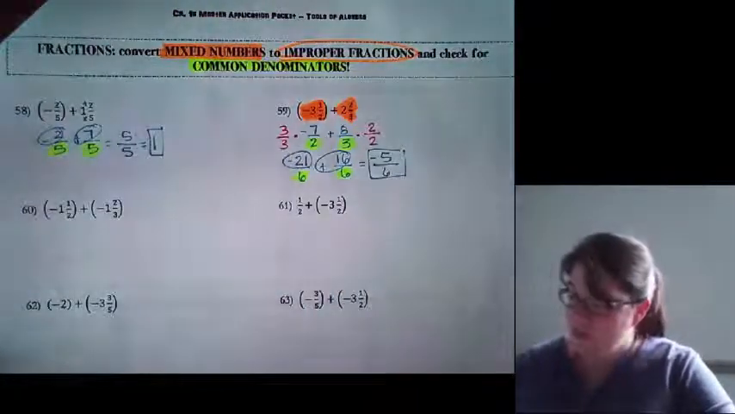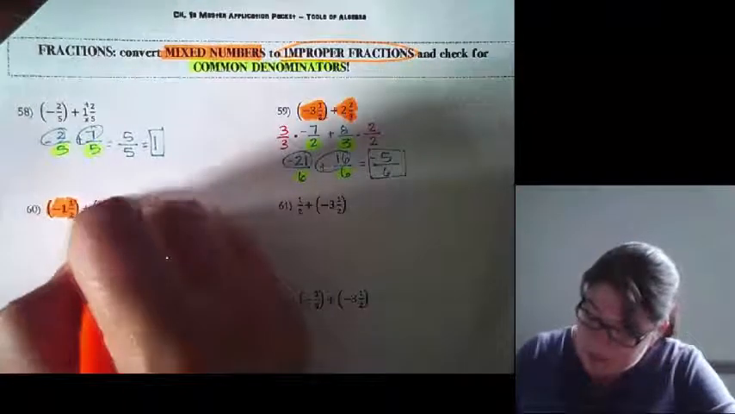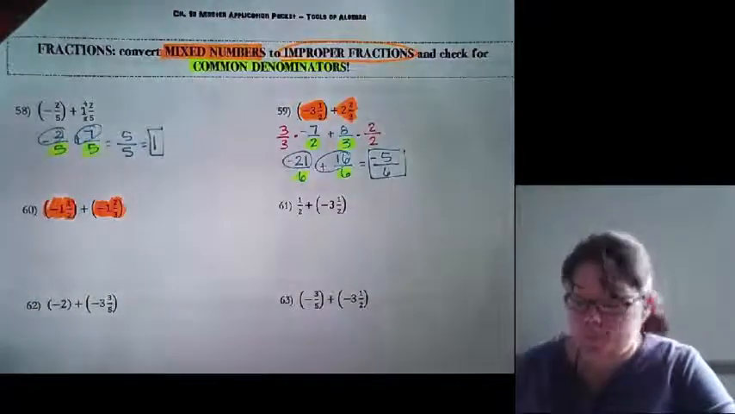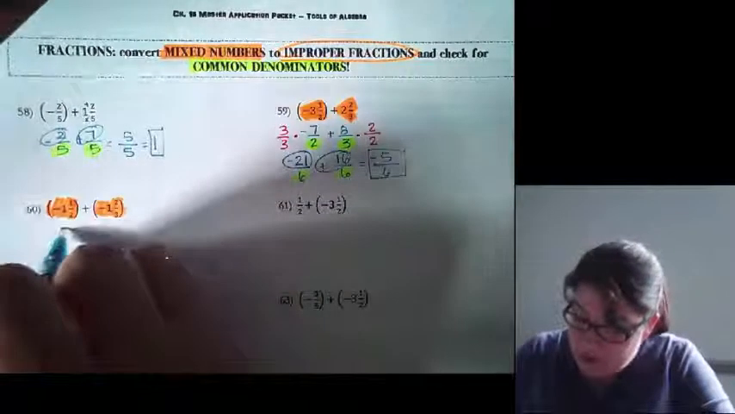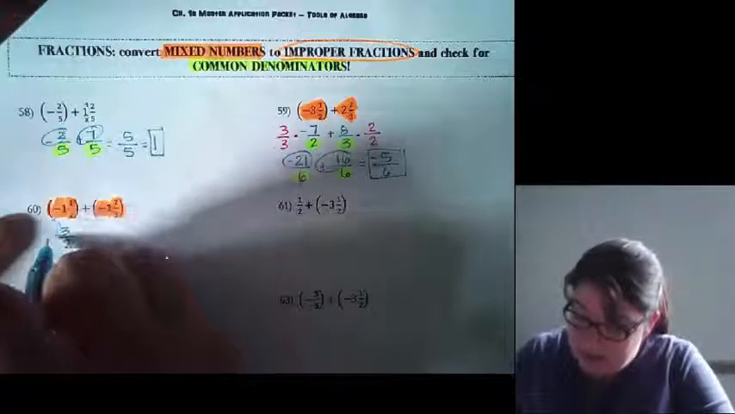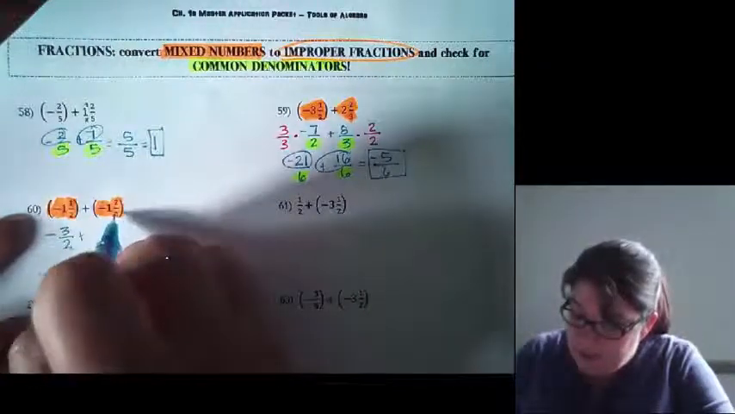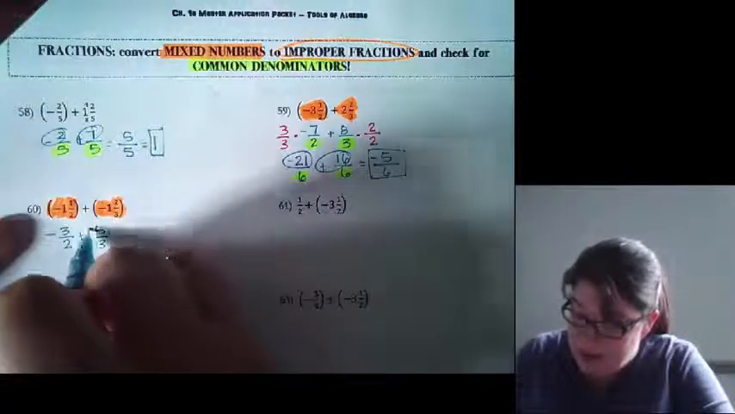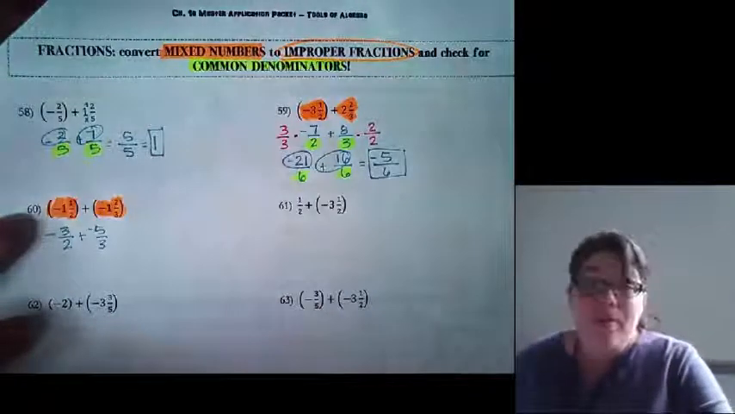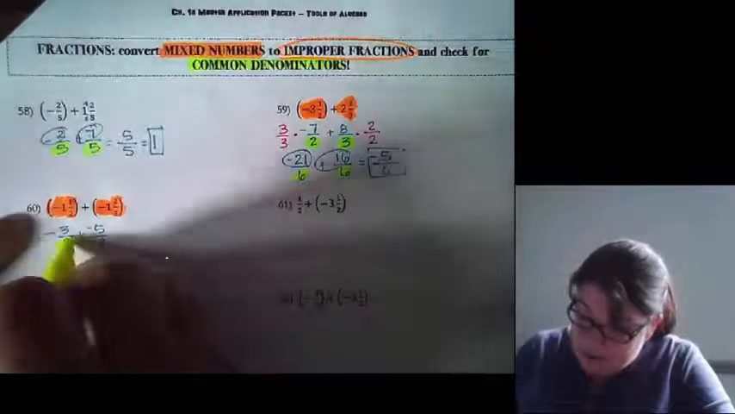Let's take a look at another one. For number 60, I have a mixed number here and a mixed number here. So let me go ahead and convert those first. 2 times 1 is 2, plus 1 is 3. So 3/2, and it's negative. Here I have 3 times 1 is 3, plus 2 is 5/3, and it's negative as well. Now I look for common denominators. I've got 2 and 3.